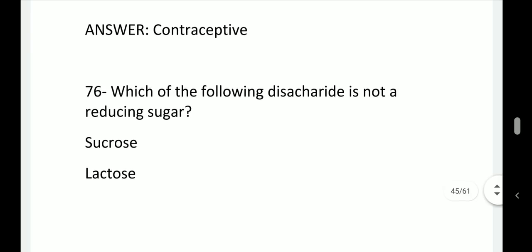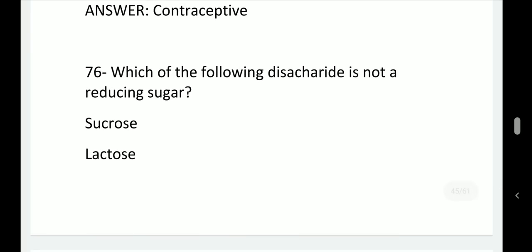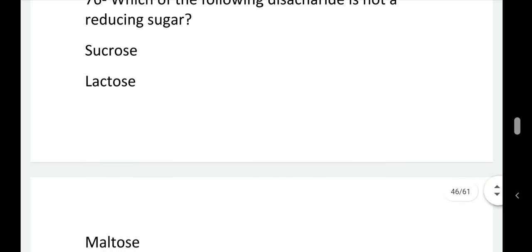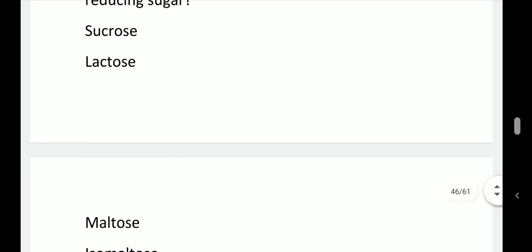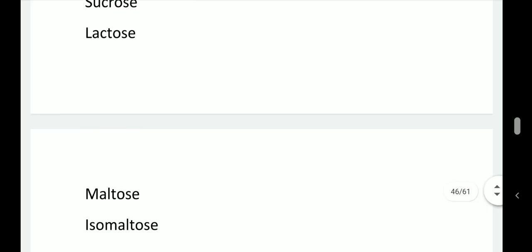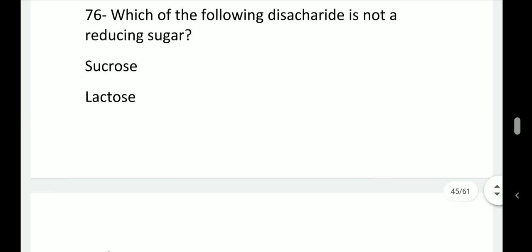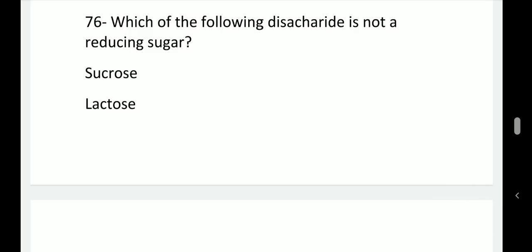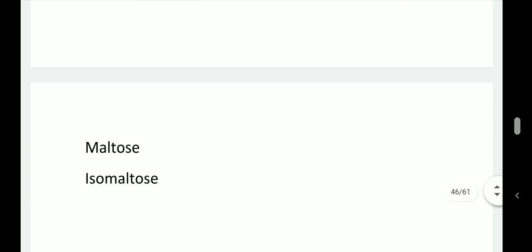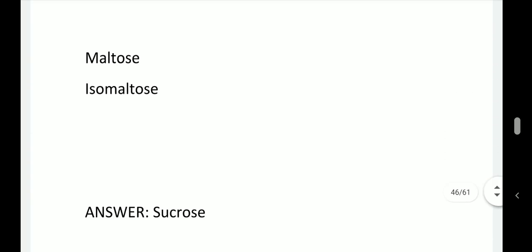Question number 76. Which of the following disaccharide is not a reducing sugar? Option A, sucrose, option B, lactose, option C, maltose, option D, isomaltose. Answer is sucrose. That is option A is the correct answer.